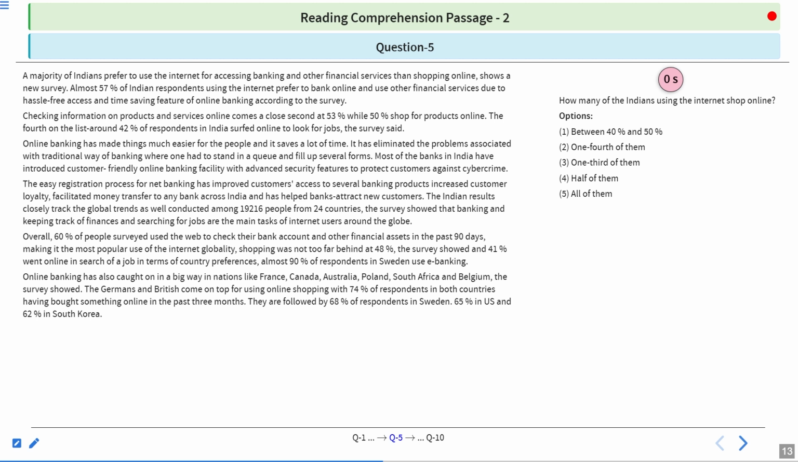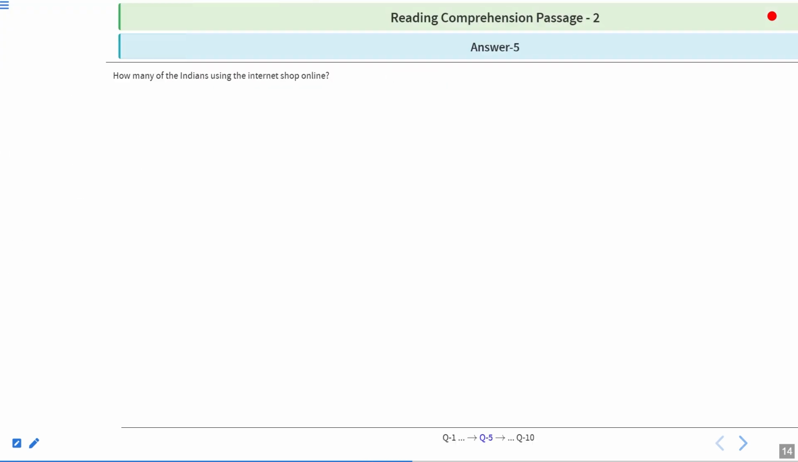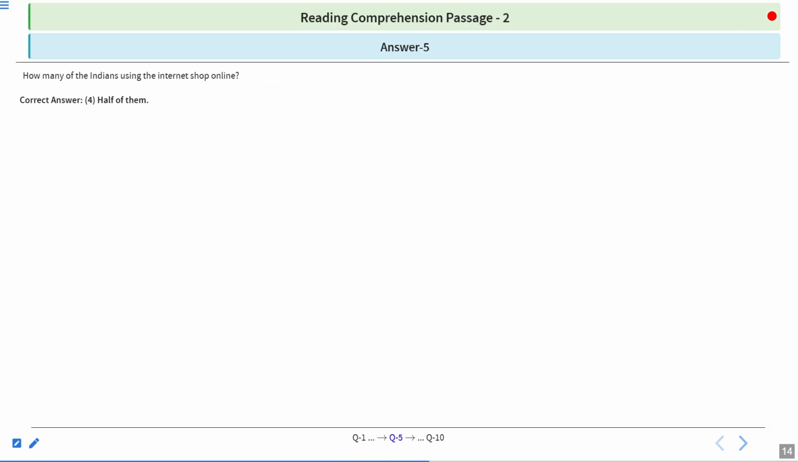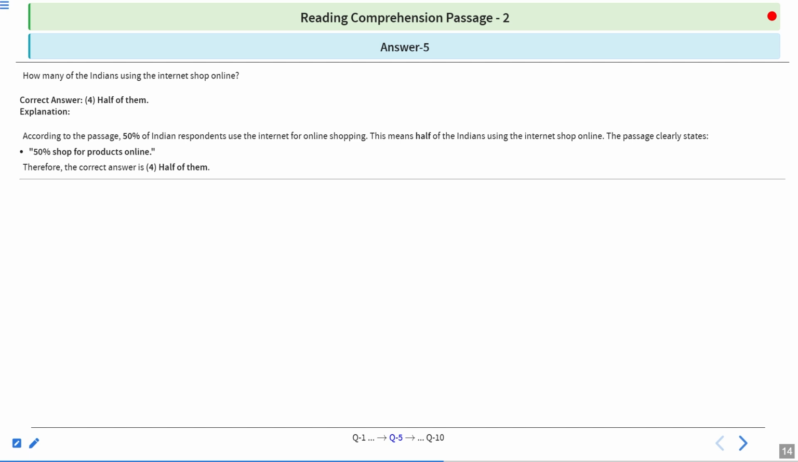I hope you have chosen the right one. Let's move to the correct answer. The correct answer is 4, half of them. The explanation is, according to the passage, 50% of Indian respondents use the internet for online shopping. This means half of the Indians using the internet shop online. The passage clearly states 50% shop for products online. Therefore, the correct answer is 4, half of them. I hope you understood. Let's move to the next question.